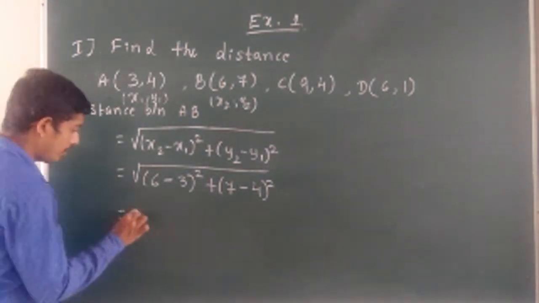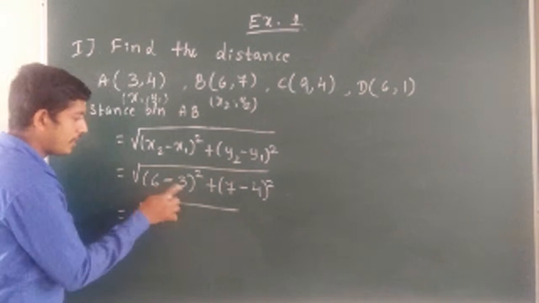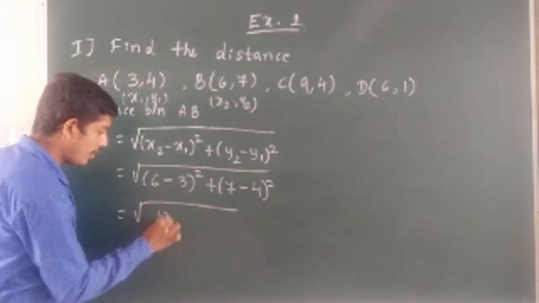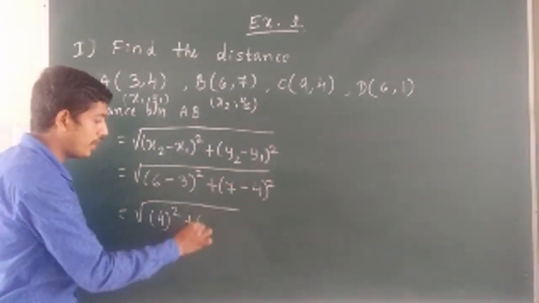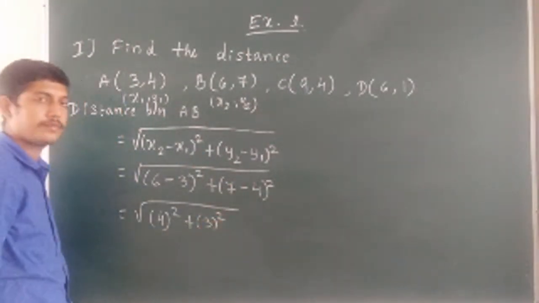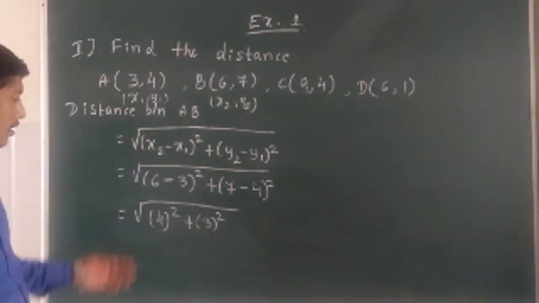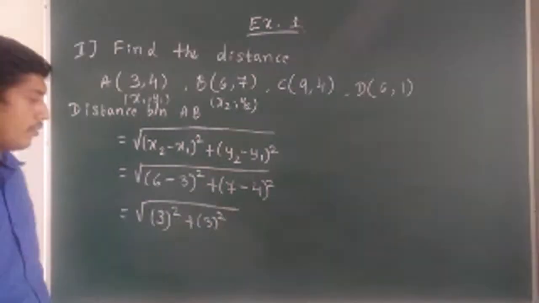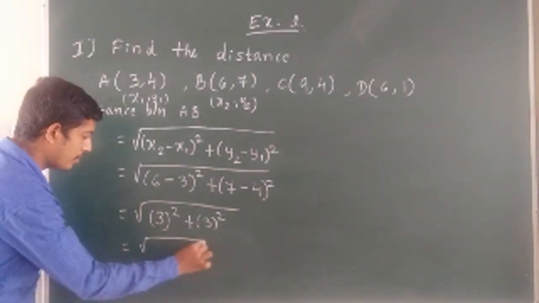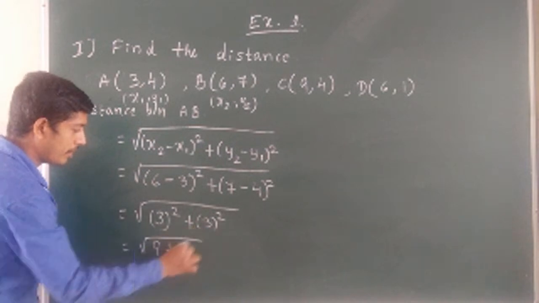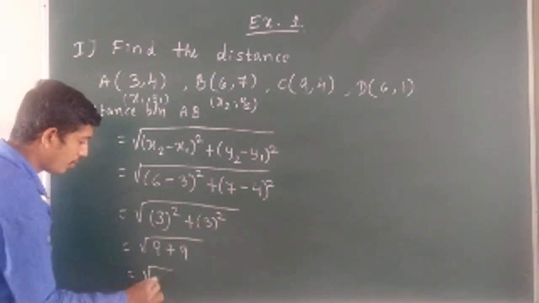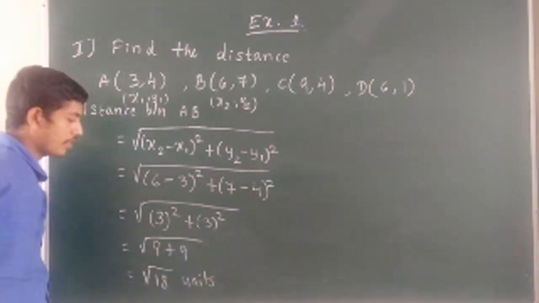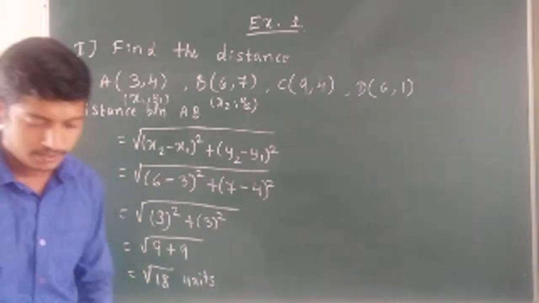So it gives square root of 6 minus 3. They are on different sides, that's why I have to subtract. 6 minus 3 is 3 squared, plus 7 minus 4, it is 3. Oh sorry, 6 minus 3 is 3 squared plus 3 squared. Then 3 squared is 9 plus 3 squared is 9. So it is reduced, square root of 9 plus 9, it is 18. Square root of 18 units.